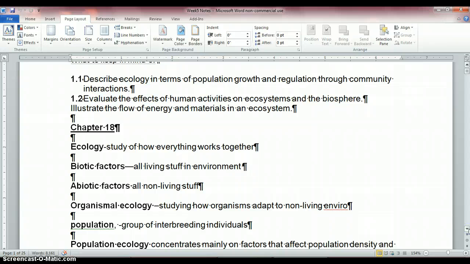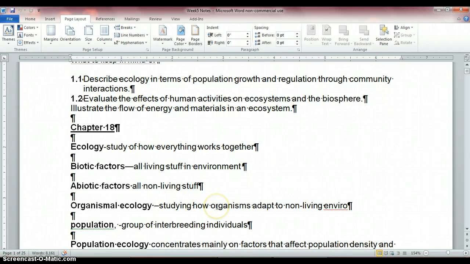So chapter 18, we're going to do our brief definitions, right? Ecology is the study of how everything, meaning animals, works together. So how do the animals work with the plants, and you can include the land, everything. So the entire planet could be considered one ecological system, okay? Biotic factors: this is all living stuff in the environment. So I know even I can tend to think of ecology as only the living stuff, but in actuality, it is the biotic factors that make up the biotic or living section, and of course the abiotic factors that make up the non-living.